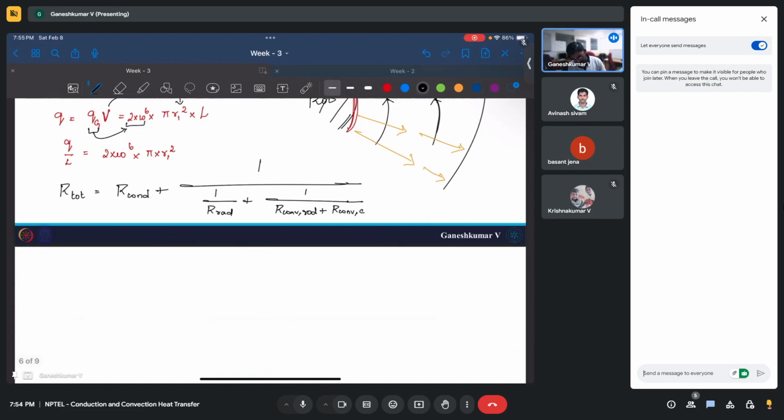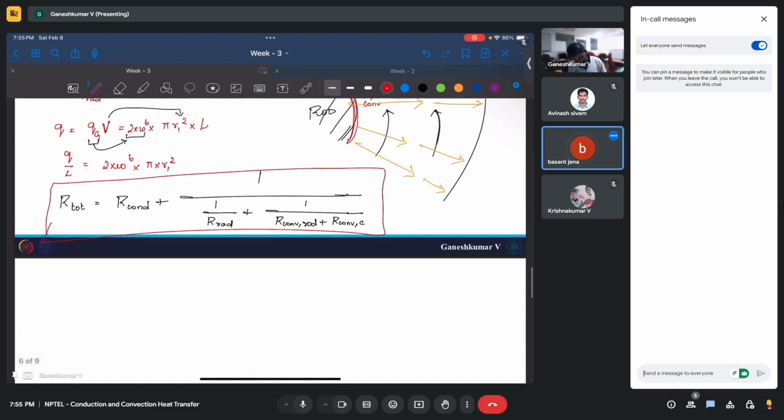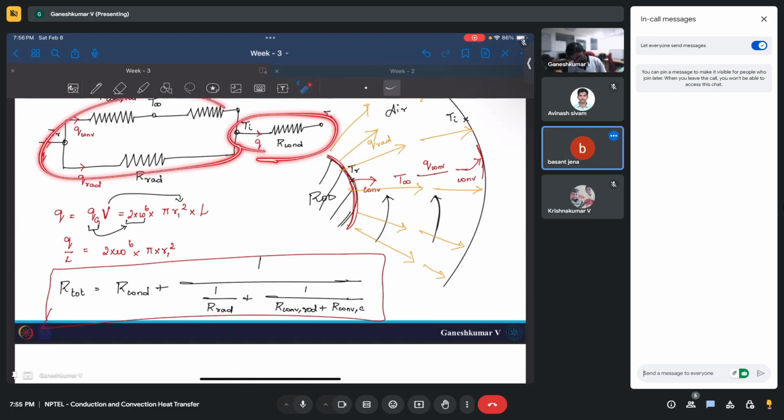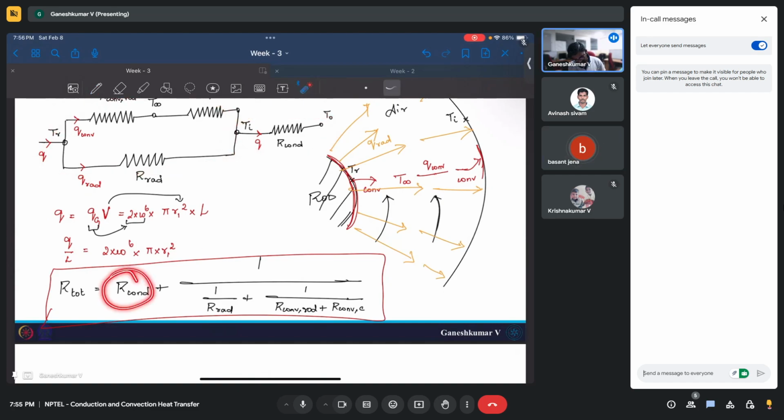Please let me know if this is not clear. So basically I'm telling you these two are in series. This and this are in series, so this plus this. And whatever this is, these two are in parallel. So this plus this, times this plus this, and this are in parallel.